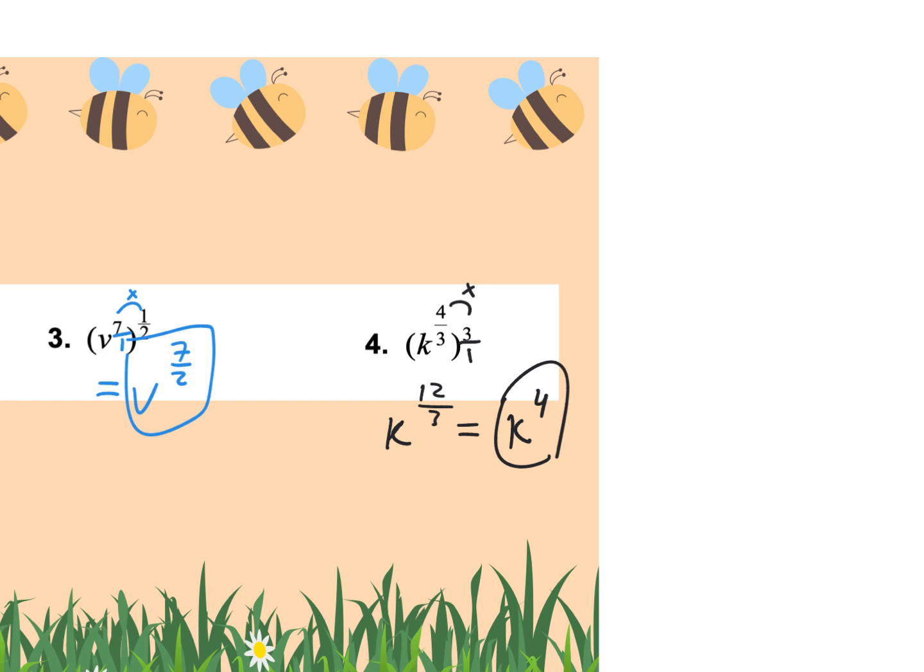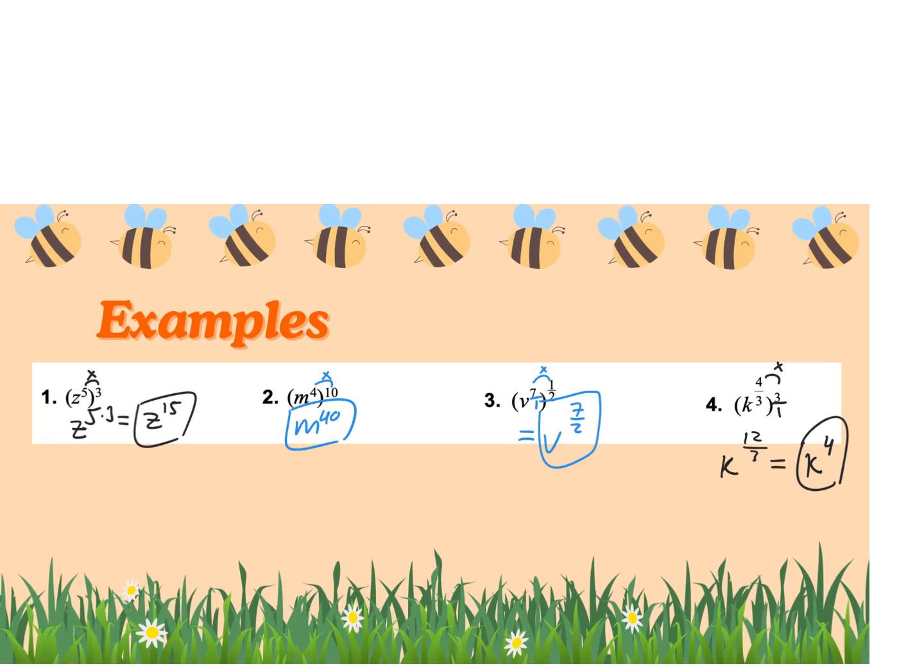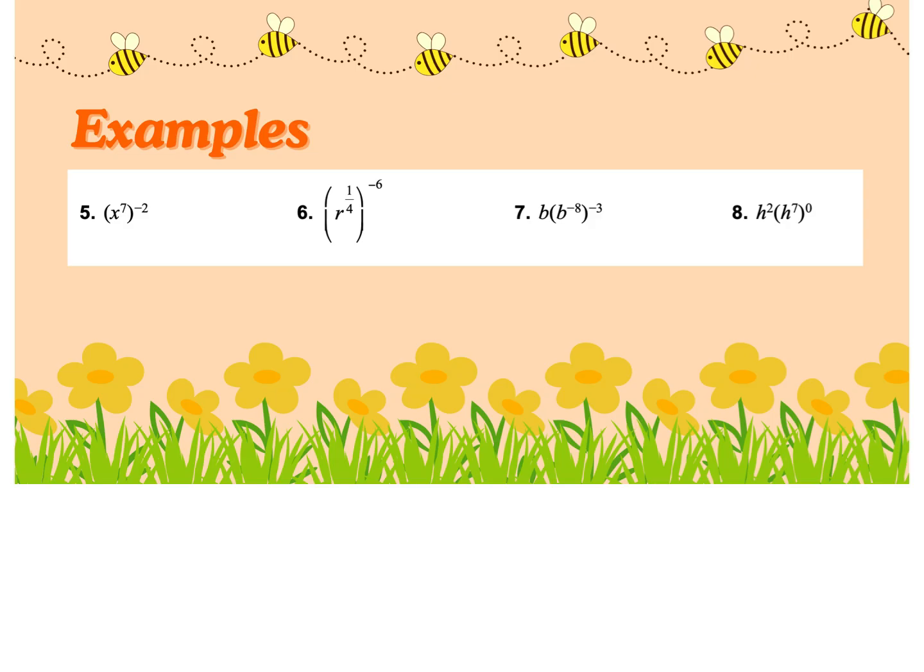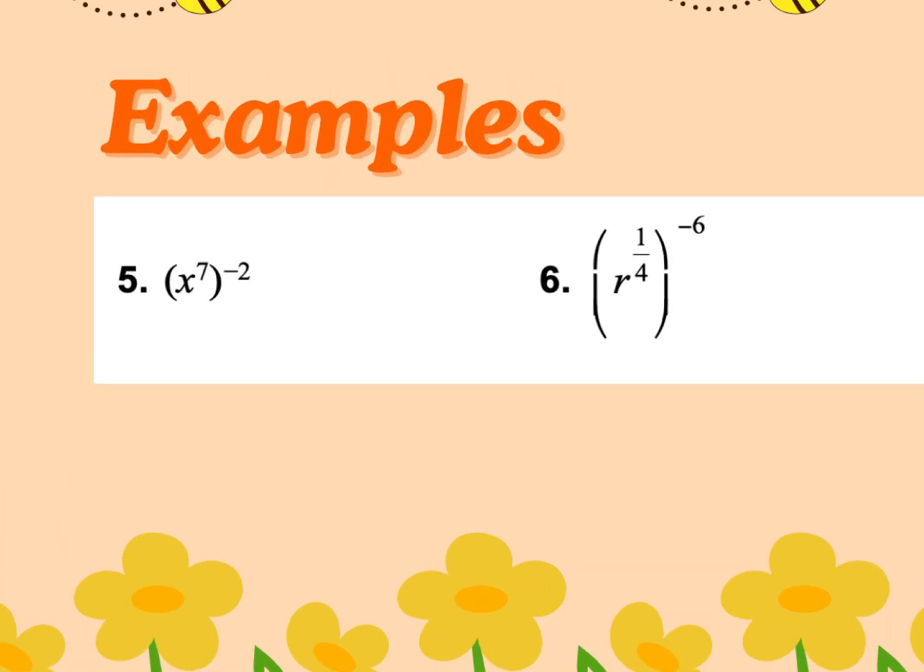All right? So hopefully you guys are getting the idea. Any time you have a power to a power, you just multiply the exponents. All right, so let's keep going. This next one, x to the 7th to the negative 2. Again, we have a power, the 7, to another power, that negative 2, so you're going to multiply. This is going to get us x to the negative 14.